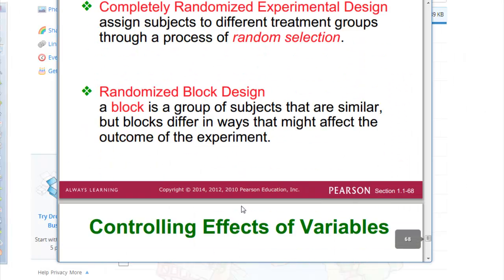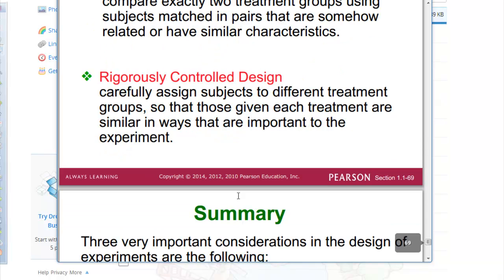And let's see what they say about that one. Carefully assign subjects to different treatment groups so that those given each treatment are similar in ways that are important to the experiment. I mean, that's a lot. It just takes a lot, especially if you're doing a large experiment, to find all of those basically matched pairs.